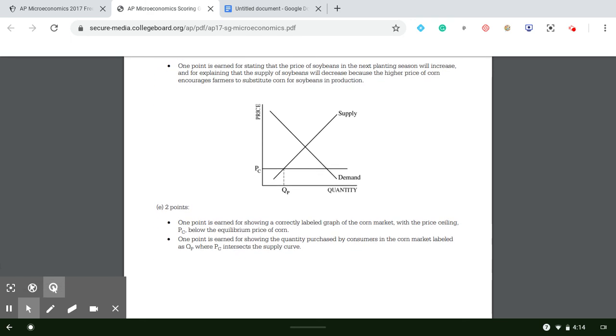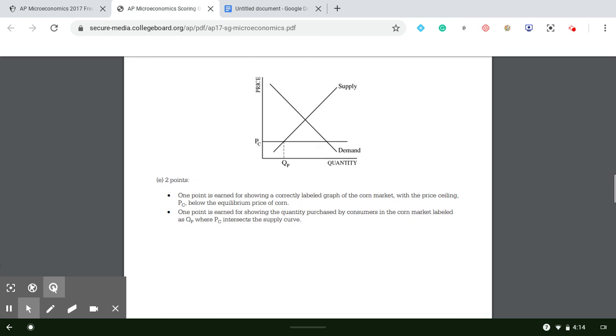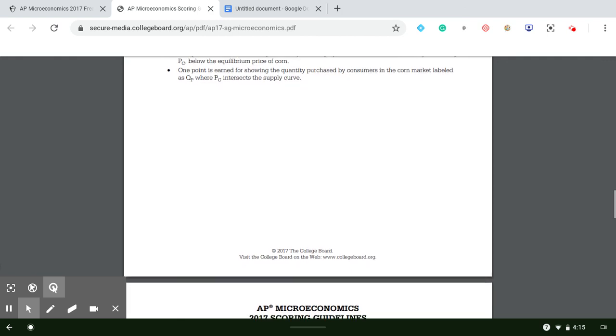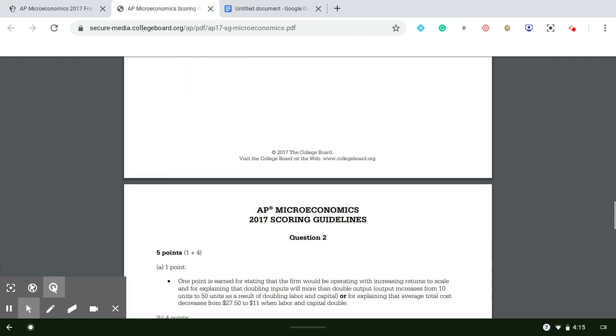We drew this graph. P sub C is your equilibrium price. It's a binding price ceiling. And it intersects the supply curve because that's all that's going to be produced. So that's all that consumers can actually purchase.